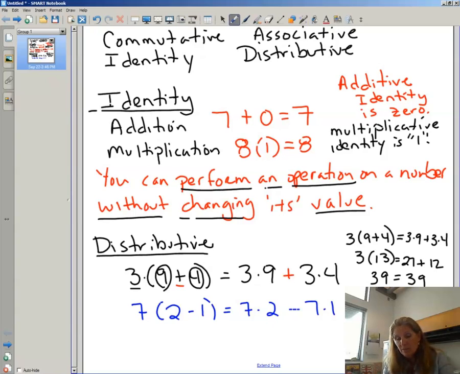You could have more numbers than that. If you have a number on the outside of the parentheses, it gets multiplied times everything inside the parentheses. Let's prove this one real quick while we're at it.